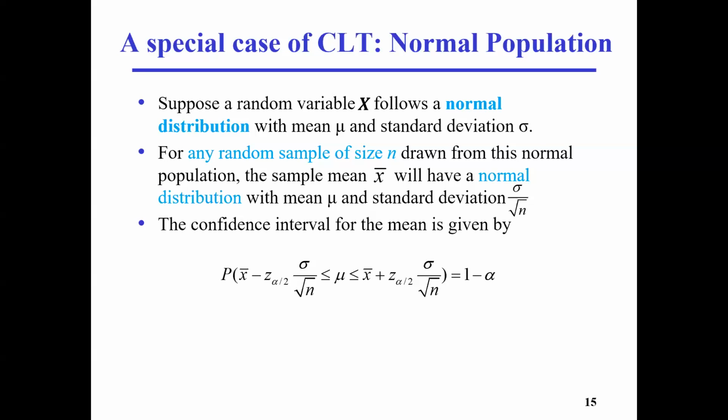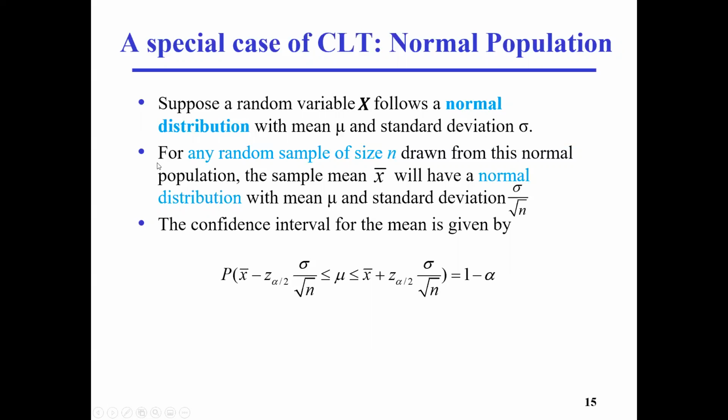So now let's talk about a special case of the central limit theorem. When your population is following a normal distribution, this is more convenient than the assumption of CLT, because CLT does not require that your population is following a normal distribution. But let's just assume a random variable x. The population follows a normal distribution with mean and standard deviation.